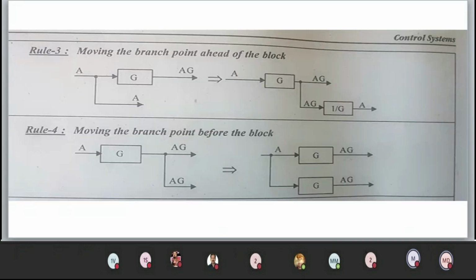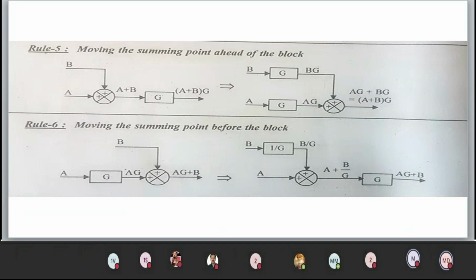When you move a branch point ahead, if you have confusion with the term ahead, use the words right hand side. You have to divide by the block. When you move the branch point towards the left hand of a block, multiply with the block. You need to add another block. Moving the summing point before and after are quite complex. Try not to utilize this rule until it is necessary.